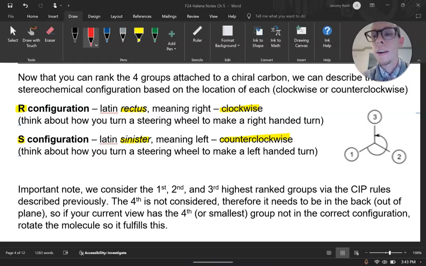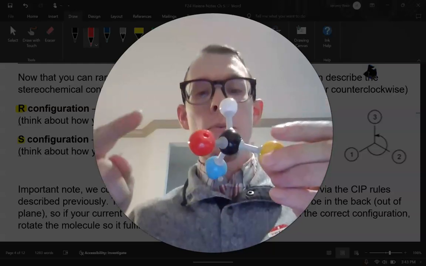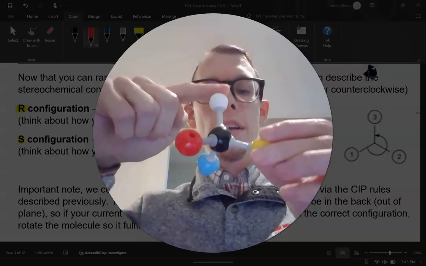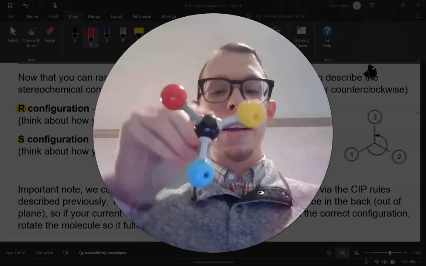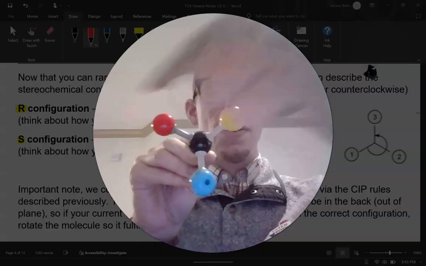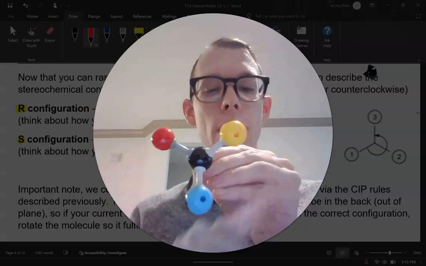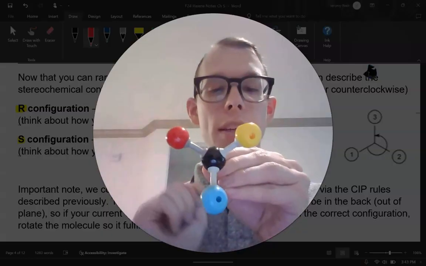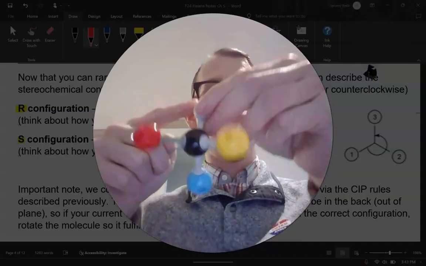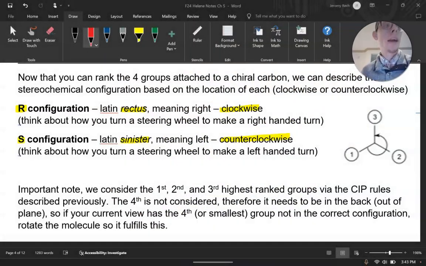So if we think of our model here, say this is maybe a chlorine, a bromine, and a fluorine, and then this is a hydrogen, we're going to rotate it so that hydrogen is all the way in the back, away from you. So now we just have our 3 main ones. And then we ask, does this go in one direction or the other? That's the handedness we're looking for. So whatever the 4th group is, we need to make sure it's in the back. And there are 2 different ways in which we can approach that.